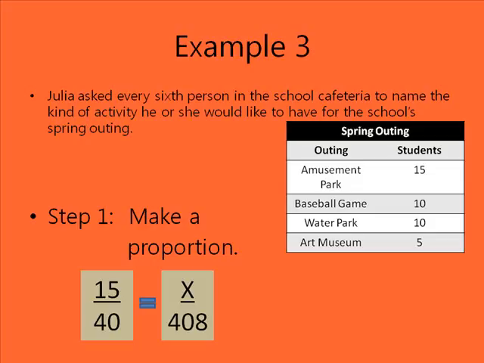I don't know how many kids are going to say they want to go to the amusement park. I replaced that with the letter X. However, I do know that there's 408 students in the school. That's the bottom number. Now, we just solve the proportion.